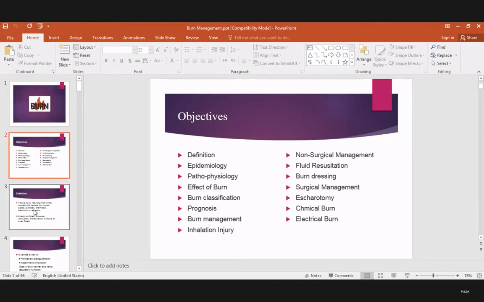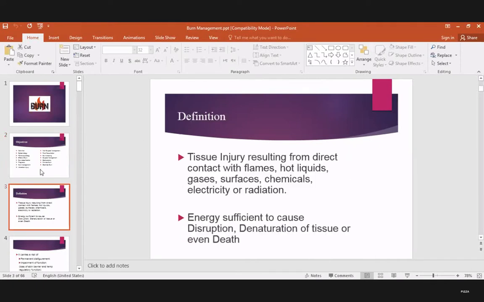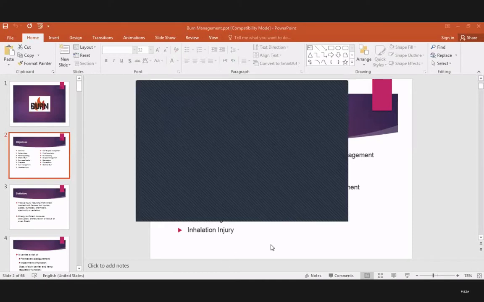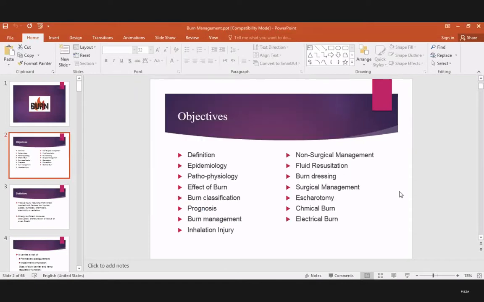Okay, what is actually a burn? Can anyone define what is burn? It's damage in the skin due to chemical substance. We have 3 degree, 4 degree.